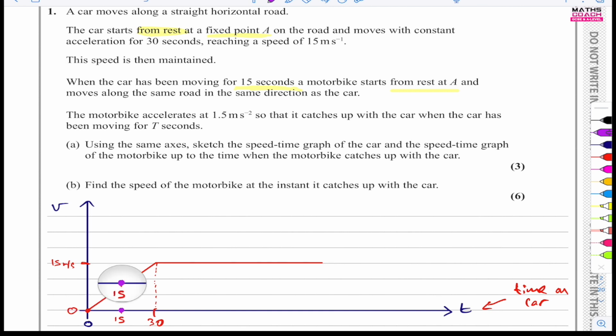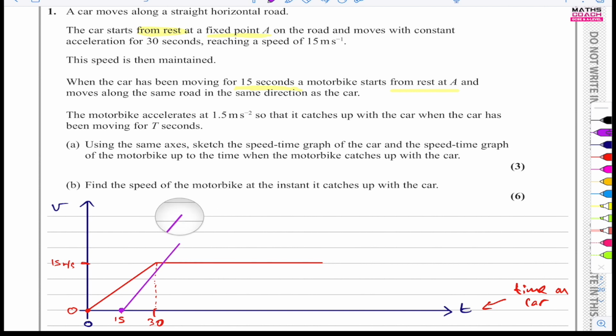And it says that the motorbike accelerates at a constant rate of 1.5. So it goes up. We can make that parallel, or steeper, or less steep. Because we don't have the acceleration of the car here, we can work it out, but it doesn't really matter. All we need is the constant acceleration for the motorbike going straight up. So let's just say it goes up to there.